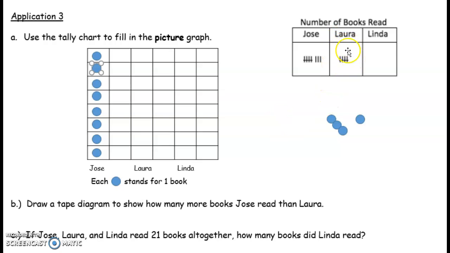Next, Laura. Again, here the tally mark shows that she has a strike through her tally mark, so we already know that that is 5. So we're going to put 5 circles over Laura's name for 5 books read. Okay, that's 4. We need 1 more book.